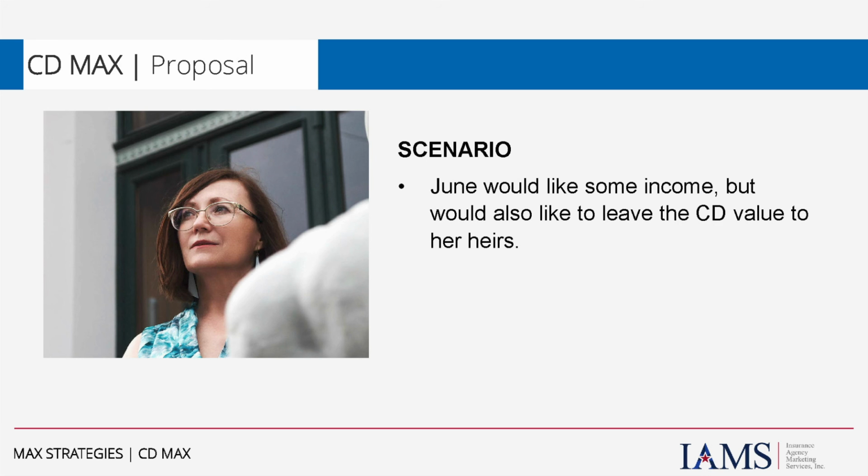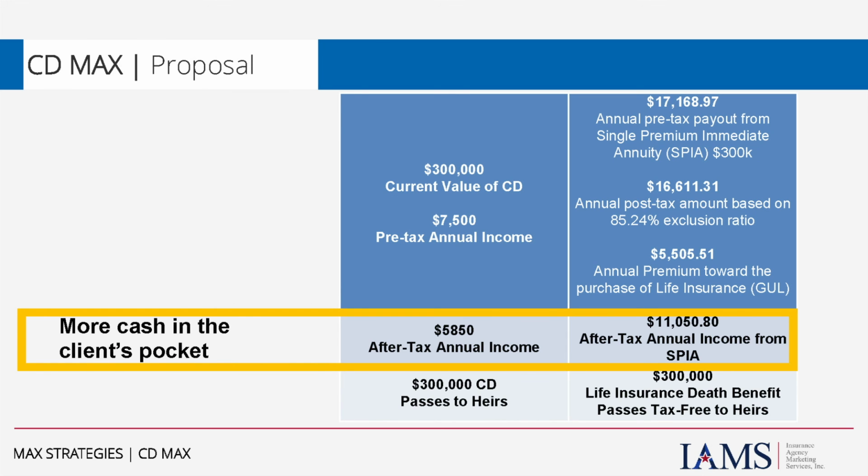The first scenario would be June wants some income, but also would like to leave the value of that CD to her heirs if possible. So what does that look like? If you look on the left-hand side here, you can see that we have a $300,000 CD that we purchased. Her pre-tax income from this CD is going to be $7,500. Now, we did assume that June is in a 22% tax bracket. So just doing rough math there, that's going to put about $5,850 in her pocket after taxes. And again, we'll leave the value of that CD to her heirs when she passes away.